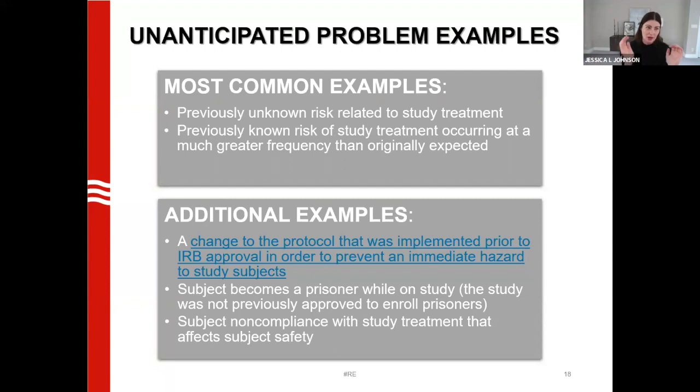And that's why we break those off specifically into the potential UP category, because it isn't non-compliance on the part of the study team. It's unexpected that the subject would be that non-compliant with the study protocol. So we reserve UPs for those.